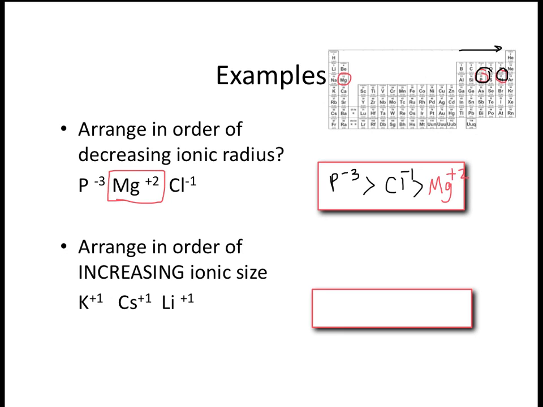We take a look at the second example, all of the ions are going to be in a group, and they are all cations. We know that pattern is as you go down it gets larger. We want to put this in order of increasing size, and so lithium is going to be the smallest, then will come potassium, and lastly the cesium ion.